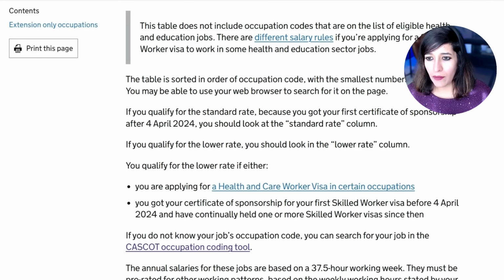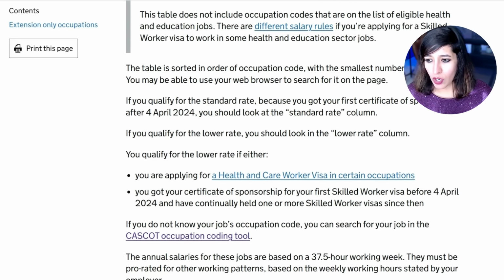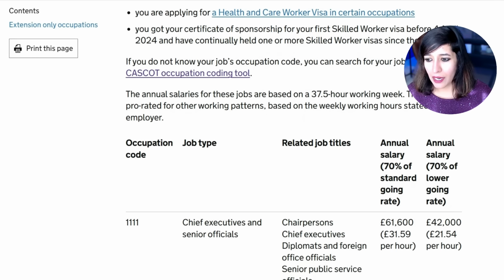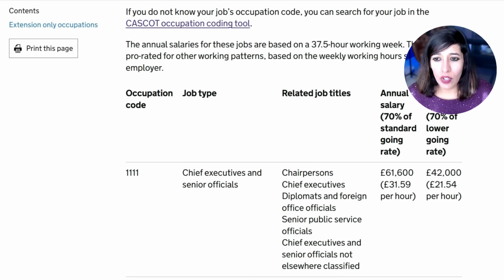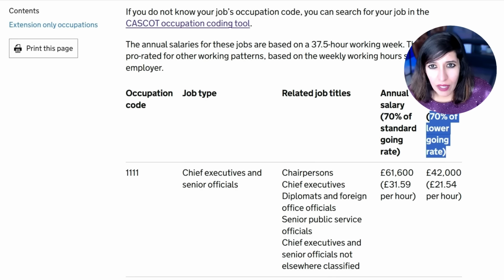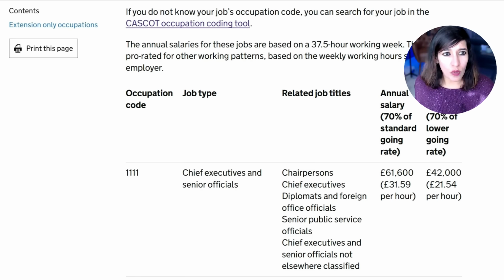For people who are eligible for discounts, remember, you will have to look at the last column, which is 70% of the lower going rate, because you're getting a salary discount of 30%. So you need to pay only 70%. So you can calculate how much you have to pay. Okay. So we talked about everything on the UK shortage occupation list, which is also the temporary shortage occupation list, because it may be abolished next year.